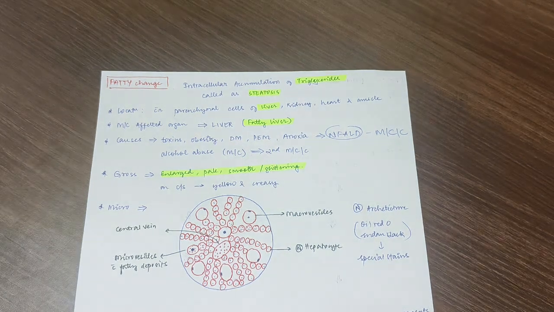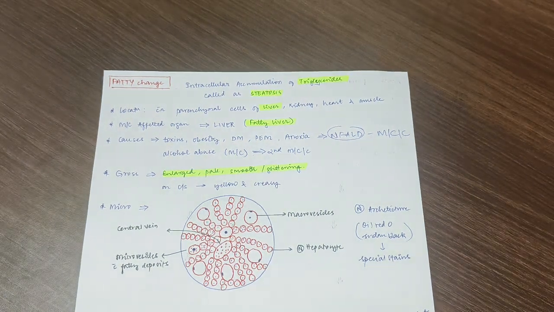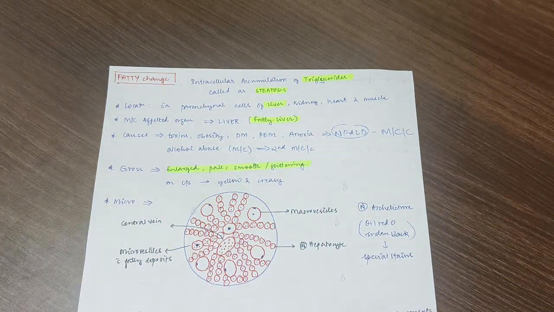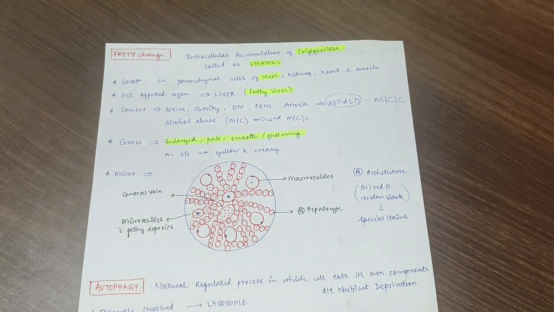When you are looking with your naked eyes, it will look yellow. So it is on cut section. C/S means cut section. It is called as having yellowish to white appearance, and it is greasy and creamy. So what are the things you are going to appreciate in your microscopic features?